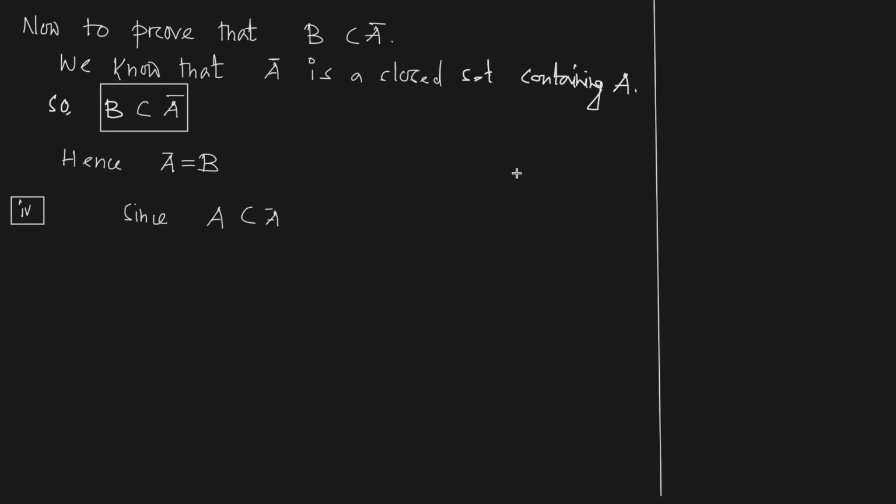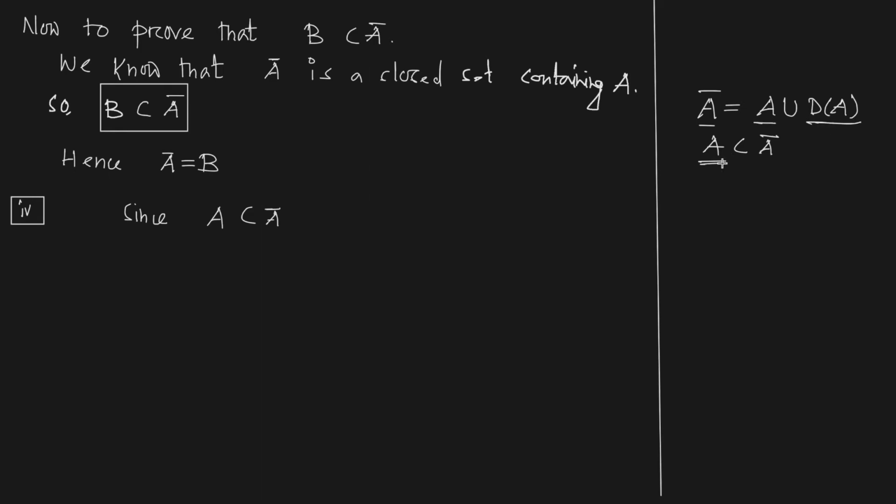কেন? কারণ what is the reason? Because A bar means কি? What is A bar? A bar means A union derived set of A. A union derived set of A, that means A must be contained in A bar. ঠিক আছে, A bar মানে হচ্ছে A union derived set of A.